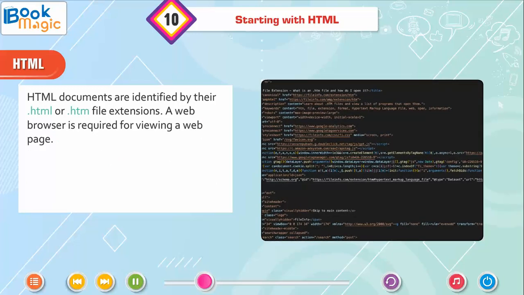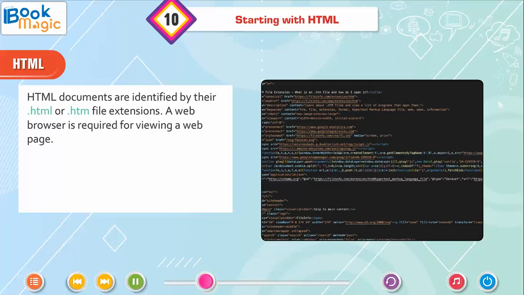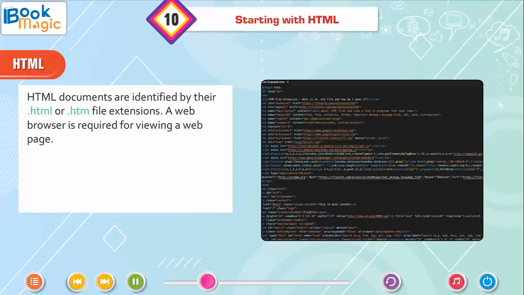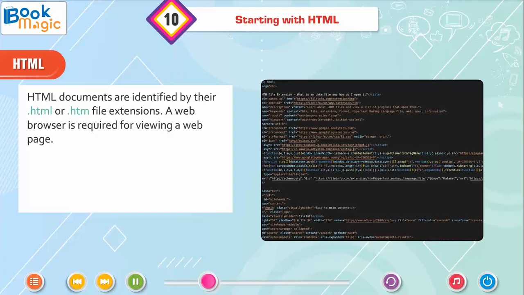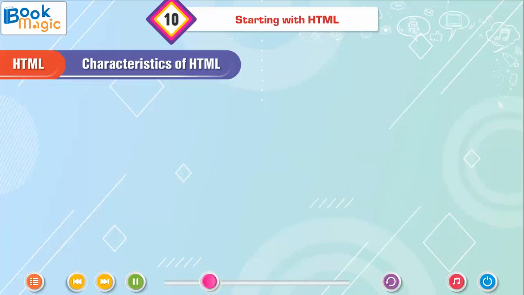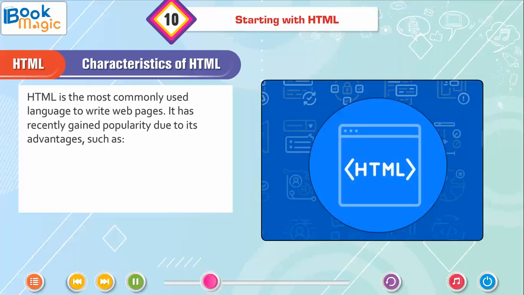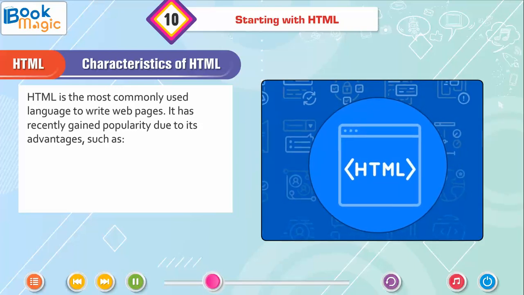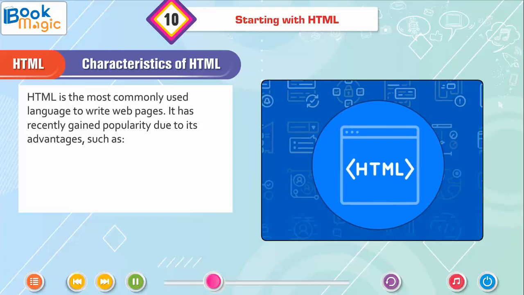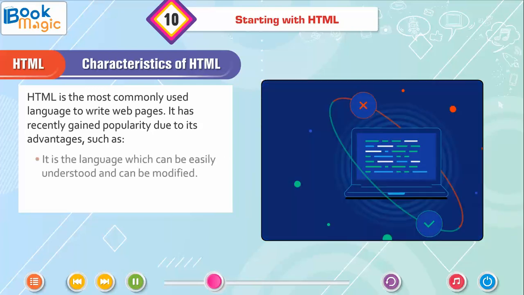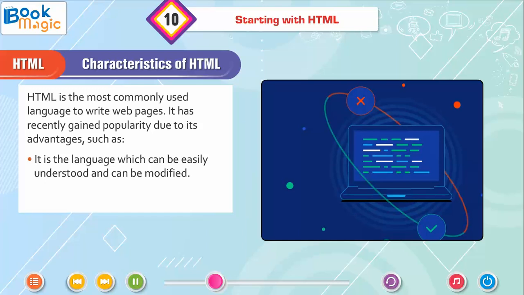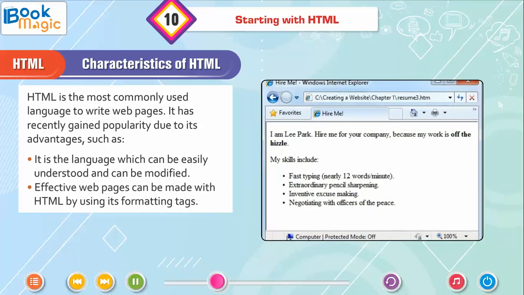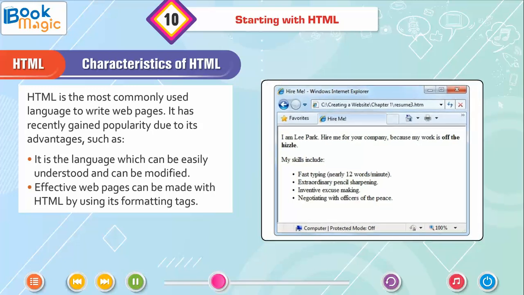HTML documents are identified by their .html or .htm file extensions. A web browser is required for viewing a web page. Characteristics of HTML. HTML is the most commonly used language to write web pages. It has recently gained popularity due to its advantages, such as it is the language which can be easily understood and can be modified. Effective web pages can be made with HTML by using its formatting tags.